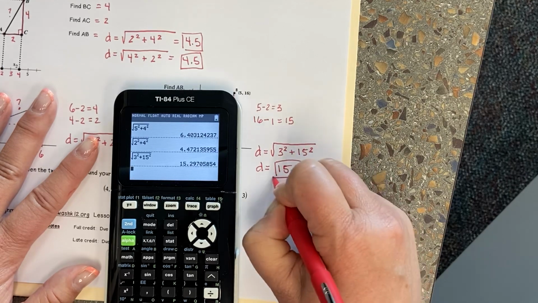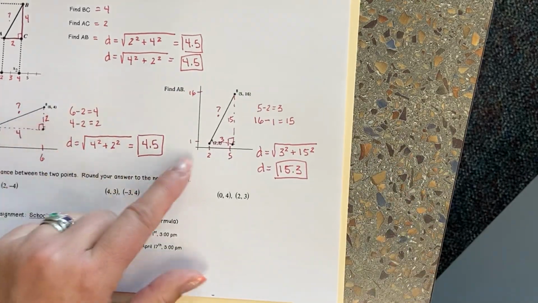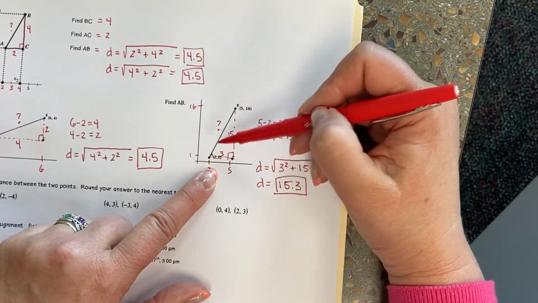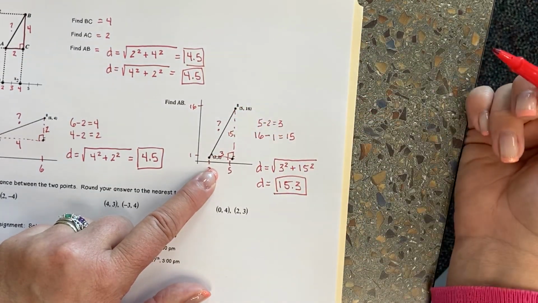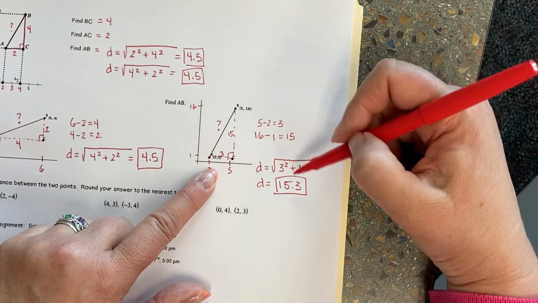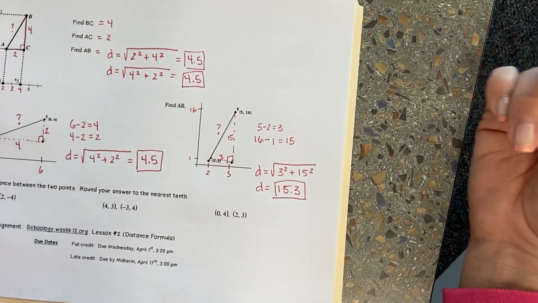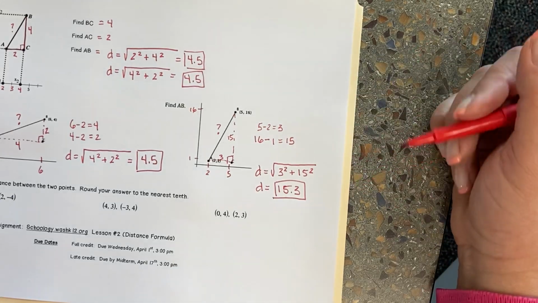And here's another thing to remember. Your hypotenuse, your diagonal side, is always going to be the longest. If you come up with a smaller number than your legs, then you know you probably did something wrong. So these are turning out good.